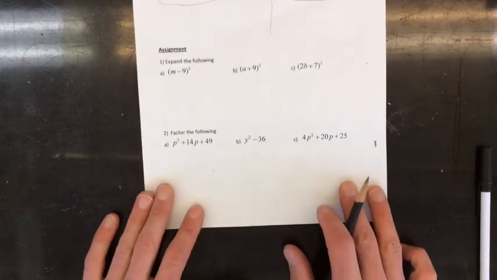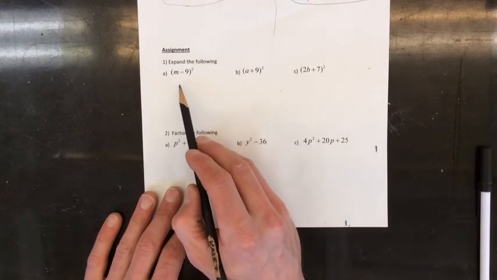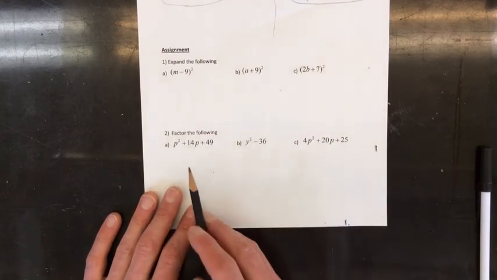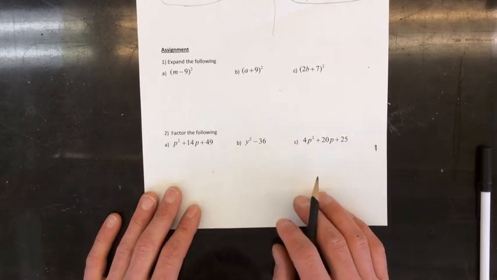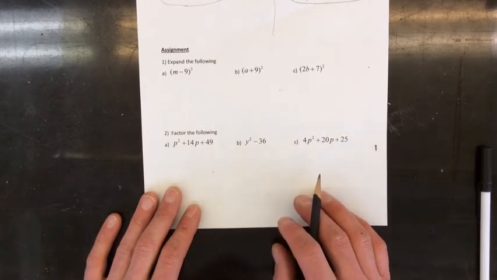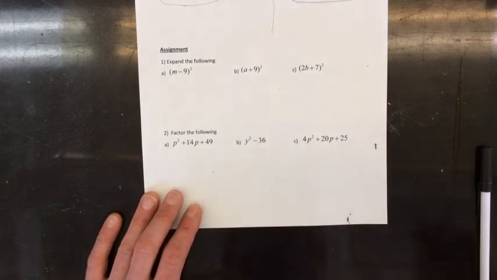Once you've got it sorted, go ahead and do the assignment. You'll have 3 questions to expand and then 3 questions to factor. If you need any help, let me know. Good luck, and next thing will be the chapter review and then our chapter test.